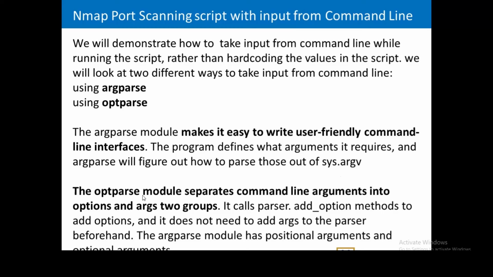But the optparse module separates command line arguments into options and arguments, two groups. It calls the parser.add_option method to add options, and does not need to add args to the parser beforehand. The argparse module has positional arguments and optional arguments. So let's look at this.